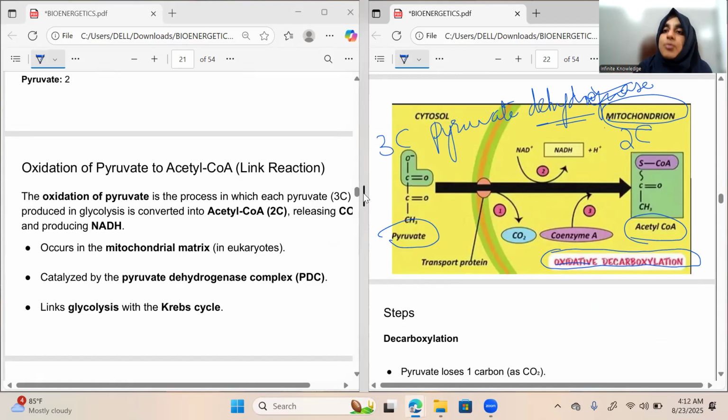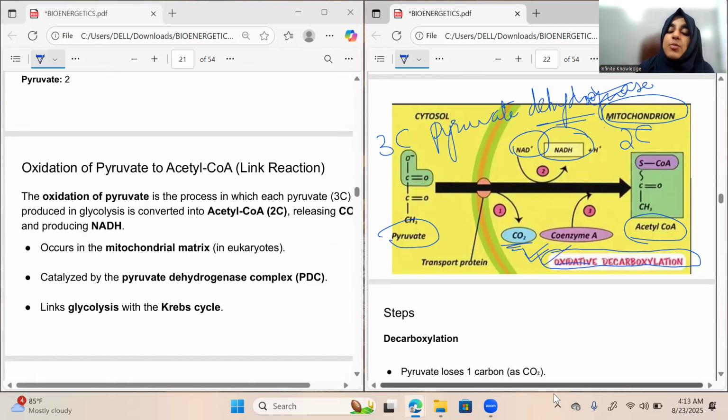There is decarboxylation because carbon dioxide gas is produced over here, and also it is oxidative because NADH is produced from NAD positive. That is why it is called the link reaction between glycolysis and Krebs cycle, and hence oxidative decarboxylation. The yield of this is that it produces one molecule of carbon dioxide, acetyl-CoA, which is later used in the Krebs cycle, and NADH. And it uses coenzyme A in order to form acetyl-CoA.